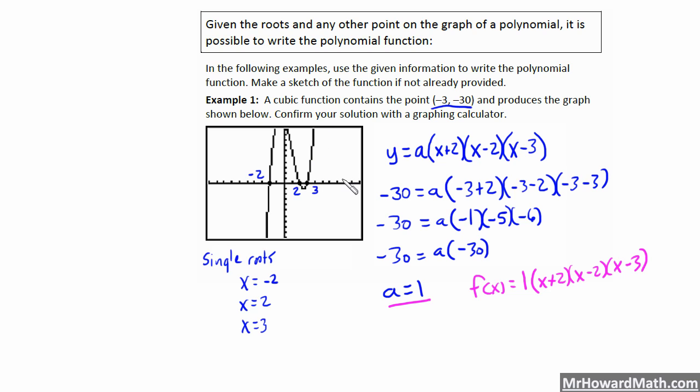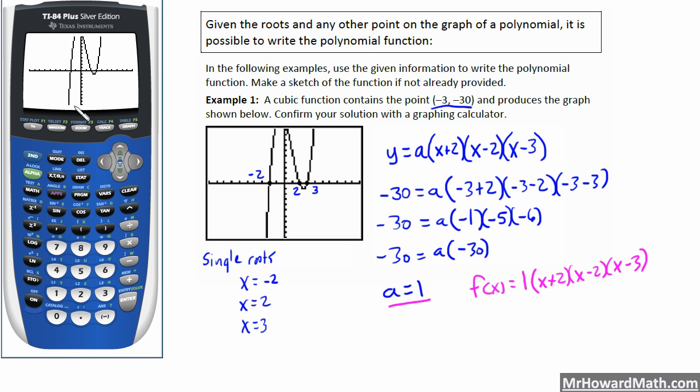So as x approaches positive infinity, it's going up. As x approaches negative infinity, so the left side of the graph, it's going down, just like we would expect a cubic to do. I have gone ahead and put this in the calculator so that now we can actually graph this. And I've got that in y equals, and we've got it graphed here, and it looks like this.